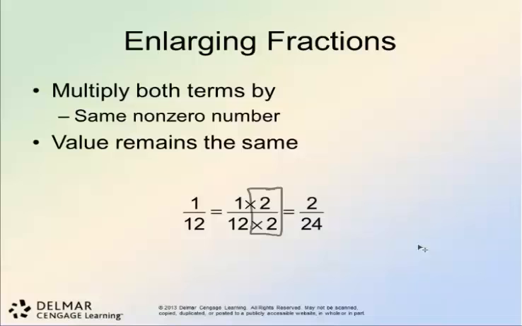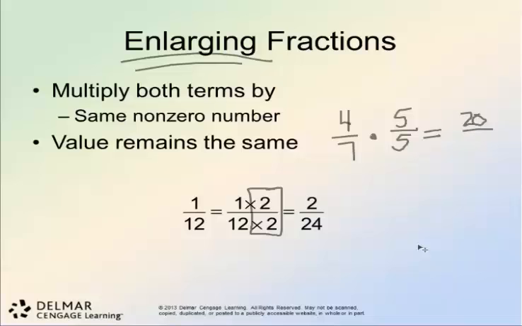And this is called enlarging fractions. And we need to enlarge fractions sometimes when we are adding fractions and need common denominators. So if I have the fraction 4/7, and I times that by a form of 1, 5 over 5, I will get an equivalent fraction to 4/7, which would be 4 times 5 is 20. 7 times 5 is 35. So 4/7 and 20 over 35 are equivalent fractions.